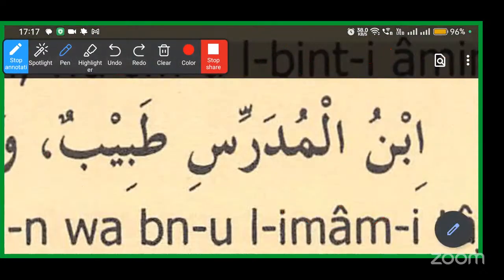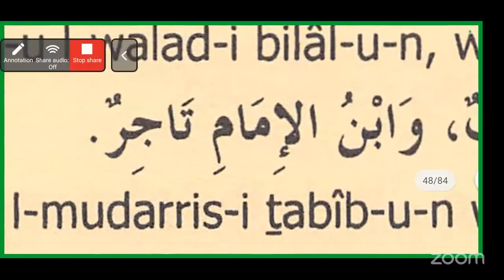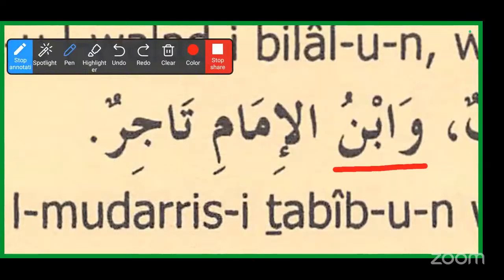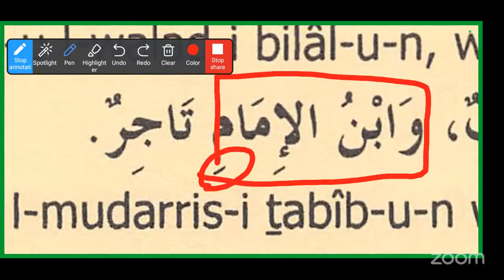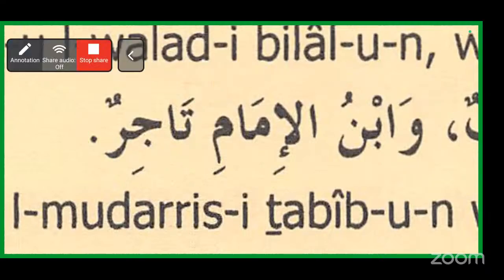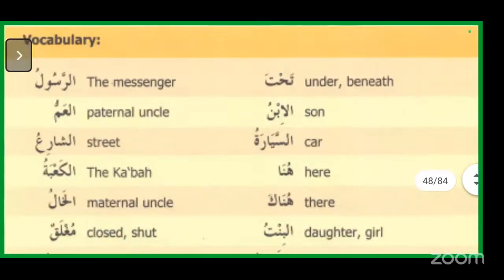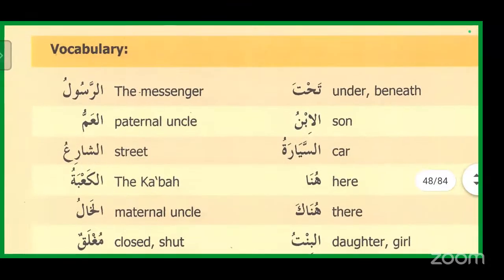In the last example, we have Wabnul Imami, and son of the Imam. Imam means Imam of the congregation. Again, mudaf, mudafun ilayh: Imam is mudafun ilayh, and they both combine to become the mubtada. And Tajirun is the khabar for it. So the same tarkib: mudaf, mudafun ilayh, mubtada, and then Tajirun is the khabar. That's all.